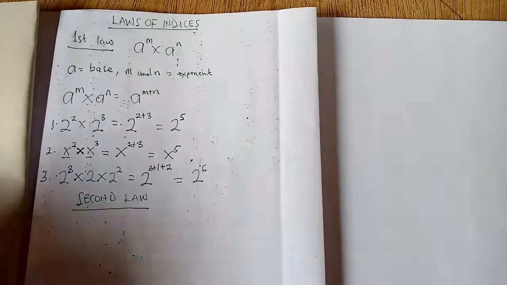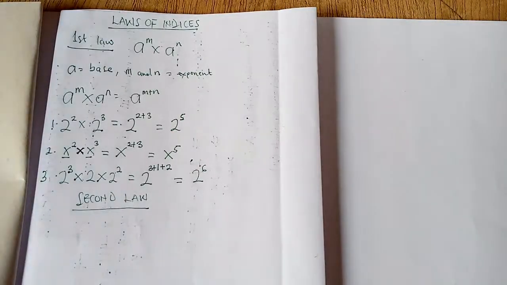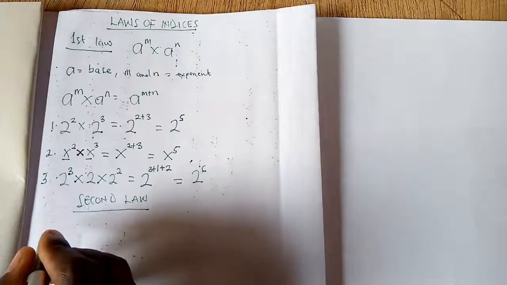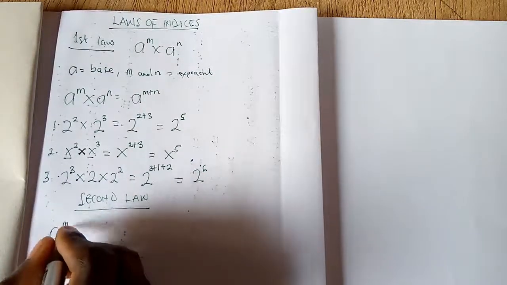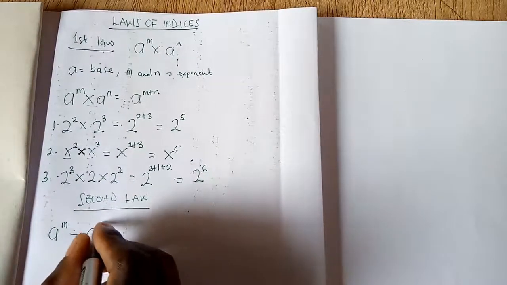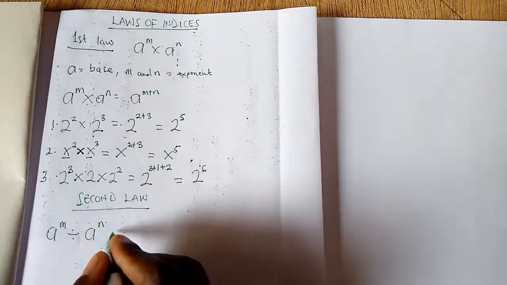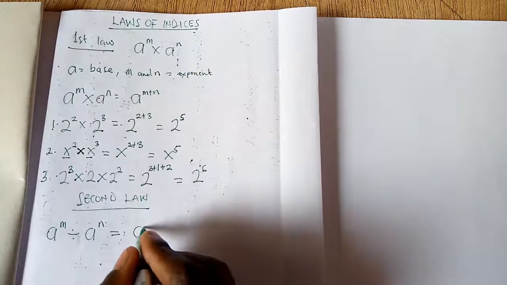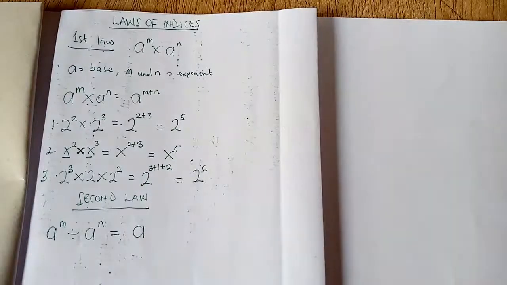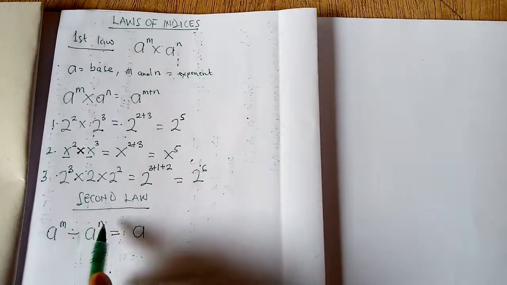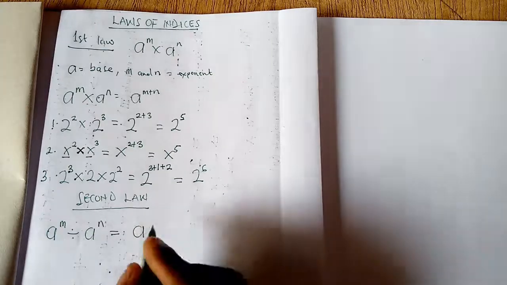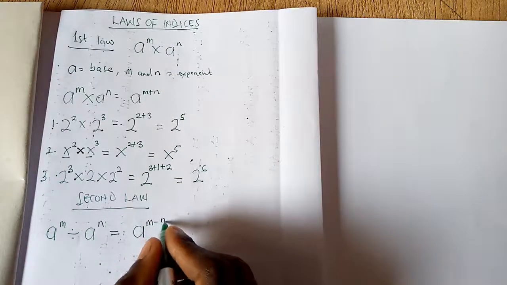Okay, we are continuing from where we ended. This is the second law, and the second law of indices is about division. If I have a raised to power m divided by a raised to power n, all that we need to know is that the bases are the same, and then we pick one of the bases, a, and subtract the exponents. We subtract the second exponent from the first one, so it's going to be a raised to m minus n.